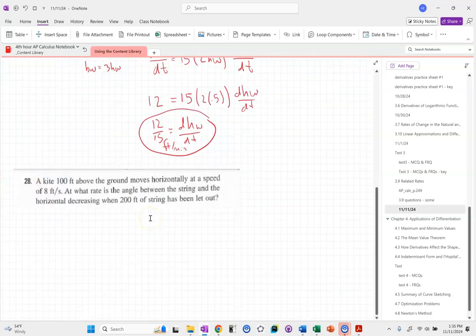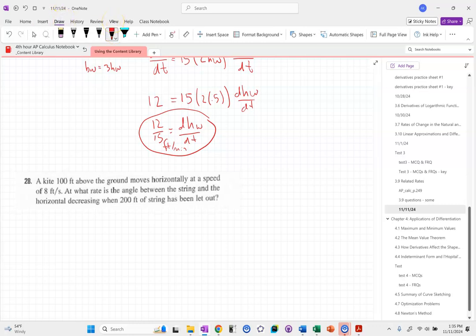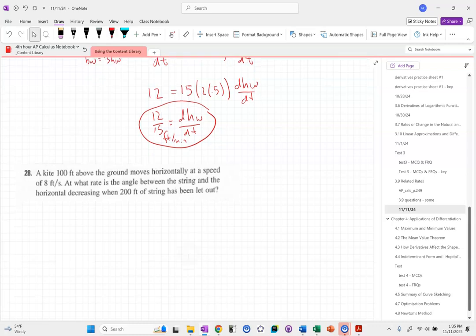All right. So it says a kite 100 feet above the ground moves horizontally at a speed of 8 feet per second. At what rate is the angle between the string and the horizontal decreasing when 200 feet of string have been let out?